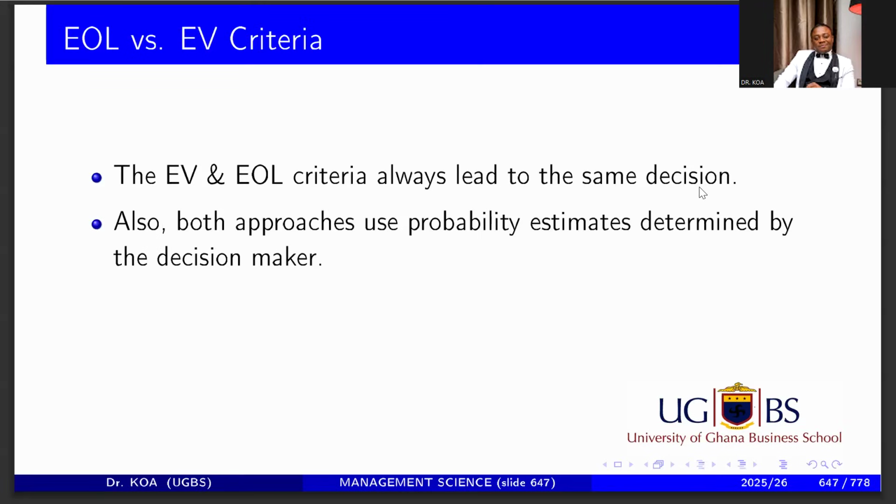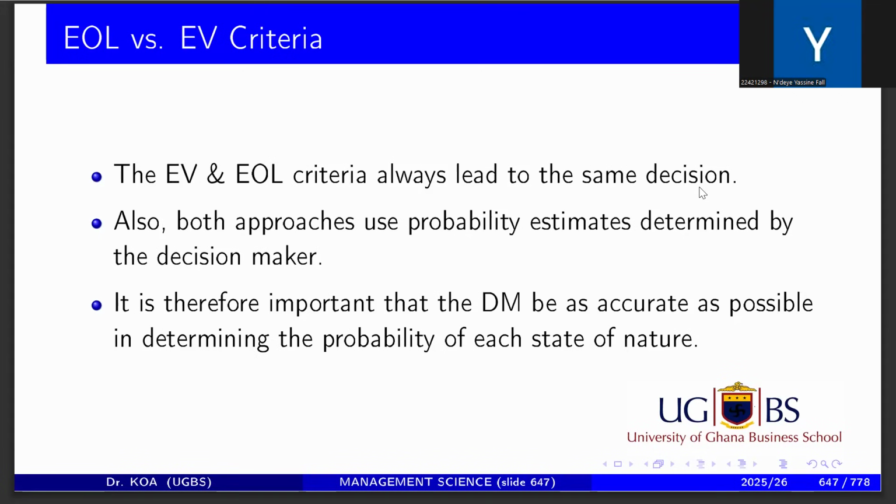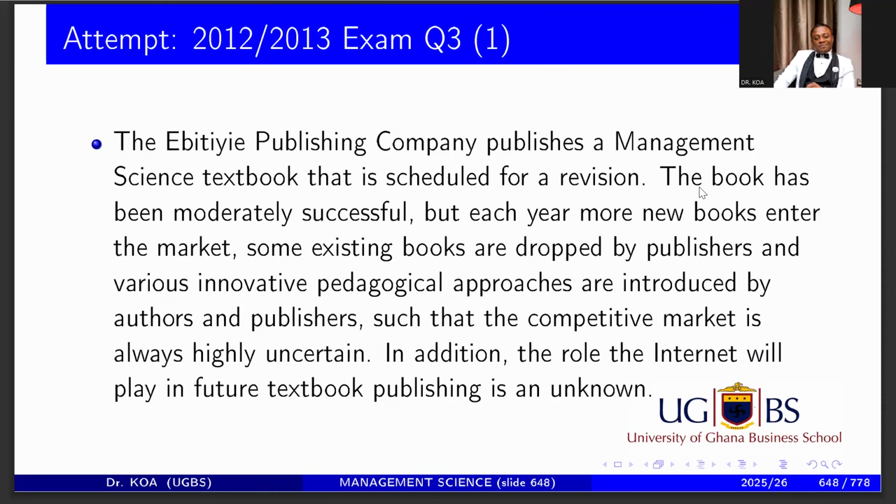Another thing, both approaches will use probabilities. One will use probabilities against what table? And the other will use probabilities against what table? Yasin? One uses it against the regret table, and the other one uses it against the payout table. Yeah, that's it. As a decision maker, it's your job to make a decision that is based on calculated facts, not guesses.